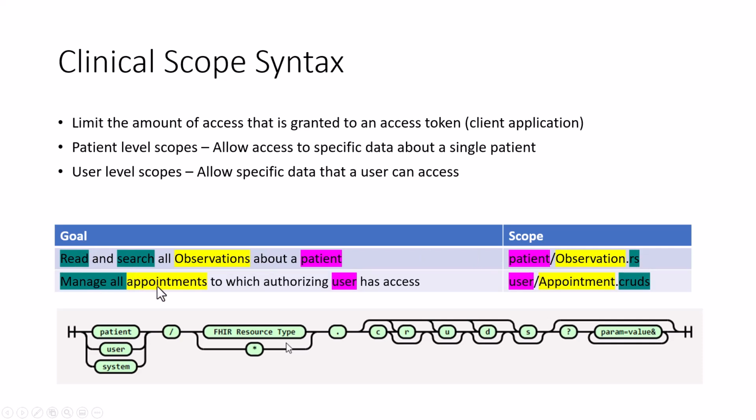Now, if you want to manage all appointments for which an authorizing user has access, then that is a user level scope. User is the level, appointment is the resource, and you want to do all operations, CRUDs.